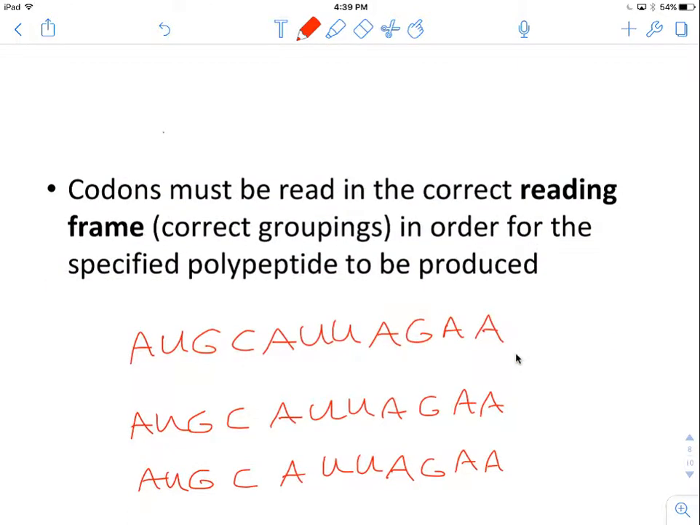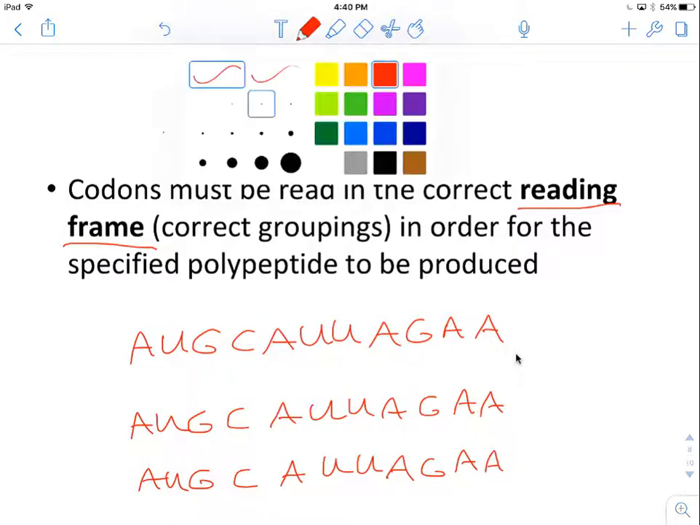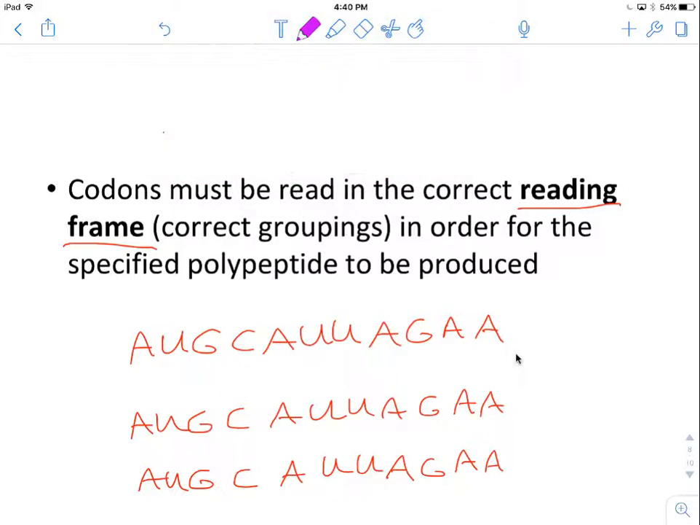So let's have a look. Here are a couple of RNA sequences. How do I know it's RNA? Because there are U's instead of T's. So codons must be read in the correct reading frame. It means that you must correctly group the codons together by which three bases go together.